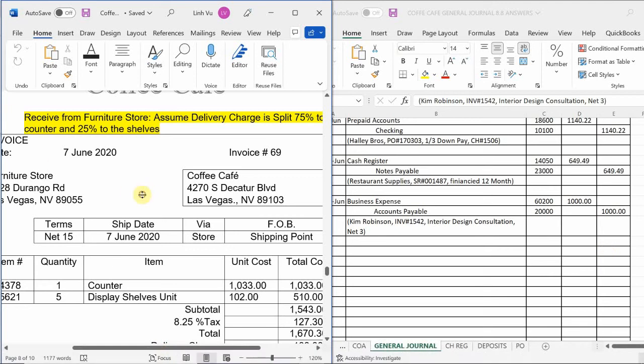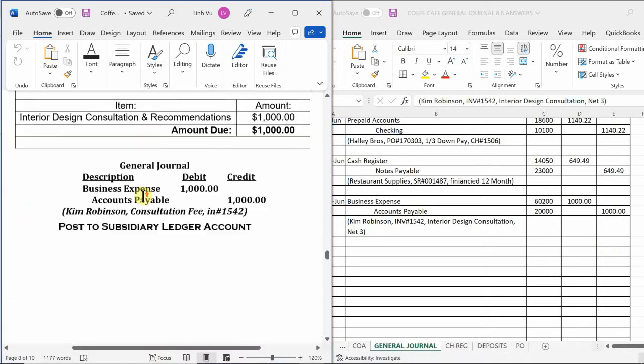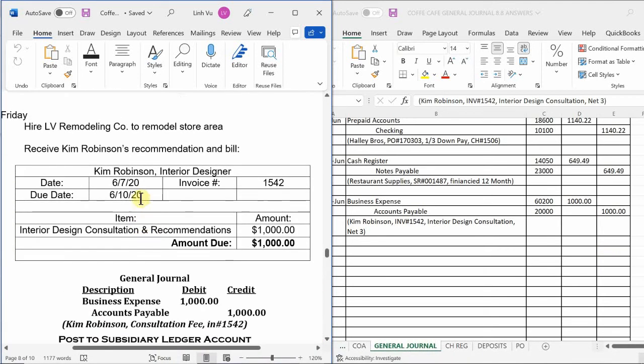All right, so this is where we last left off, right? We received a bill from Miss Kim Robinson. We recognized it as a business expense. And here's what was unique about this transaction. We ended up putting it on an accounts payable, right?